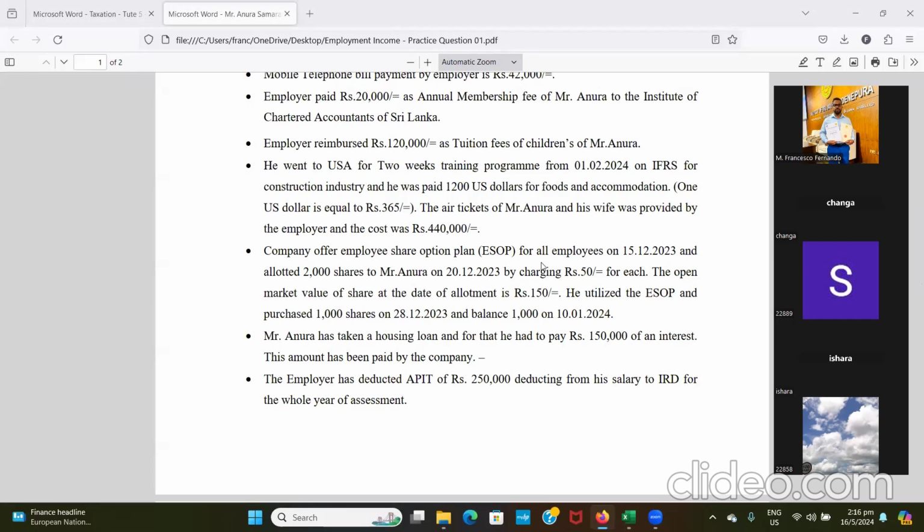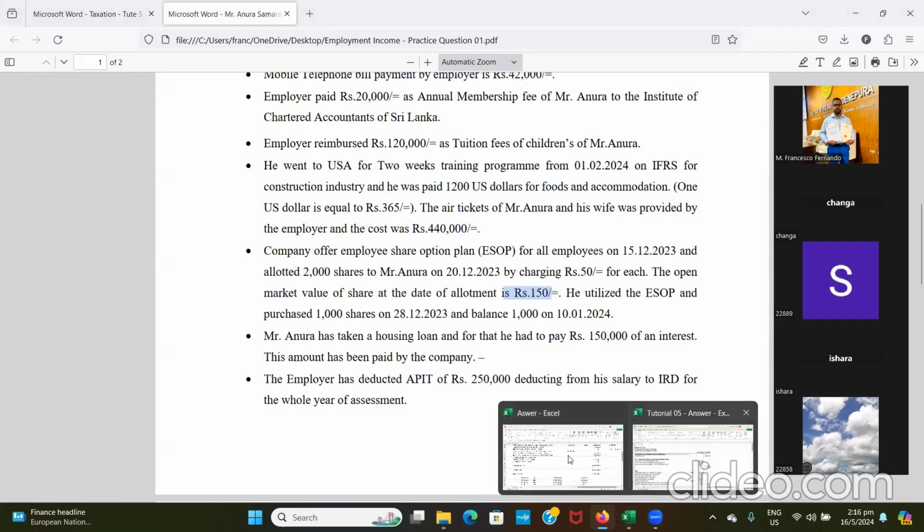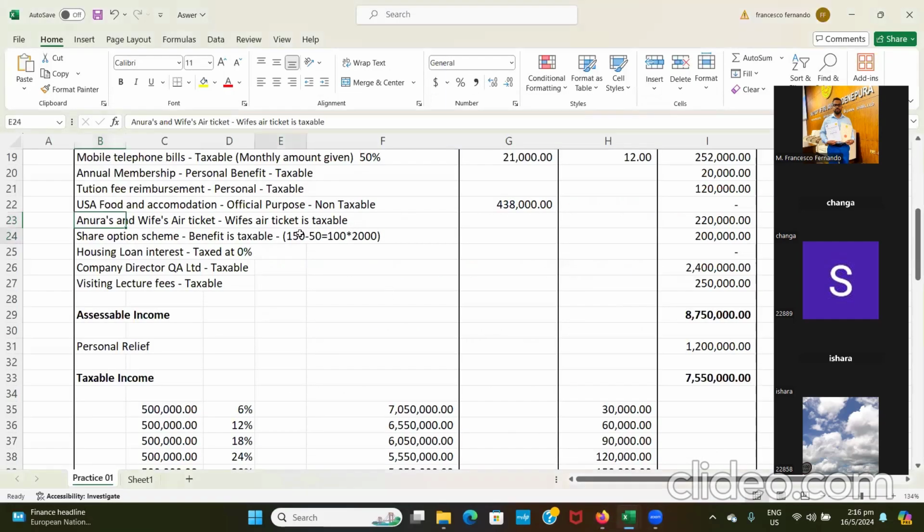Okay. Till we are discussing this, it is not understandable. Now here, market value is 150. At this date, the share was rupees 50. But at the date of allotment, it is 150. So you can see from 50, it has increased to 150.